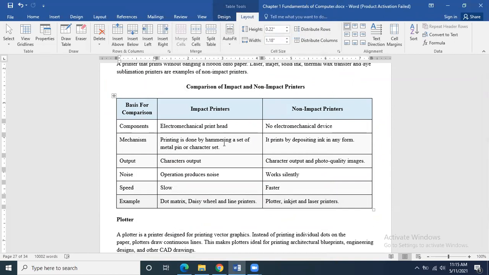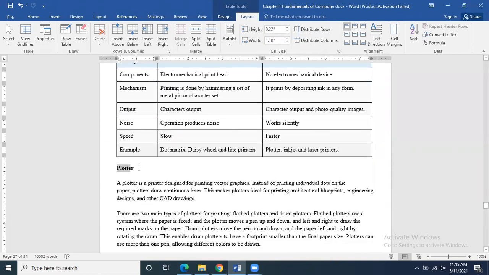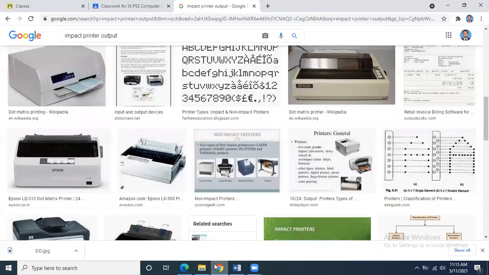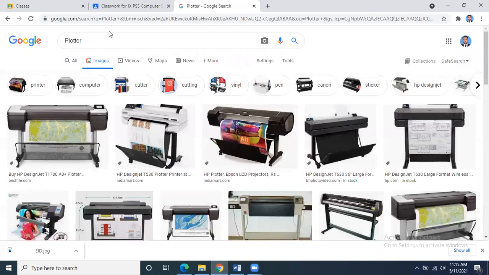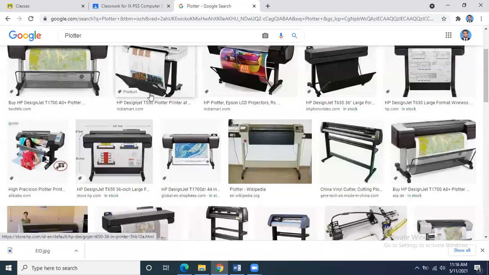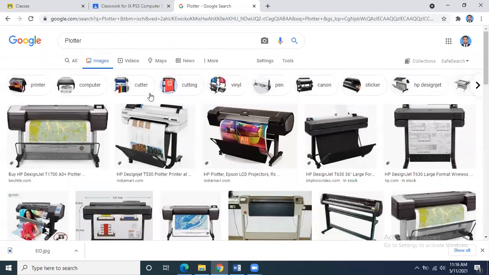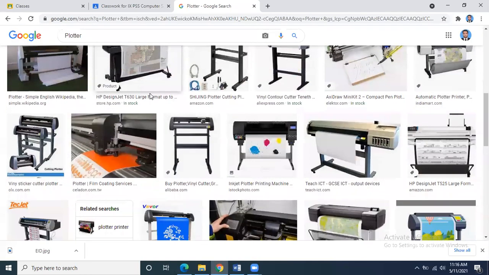Now come towards the next point, which is plotter. Plotter is also a printer, but it is not a normal printer. It is not used inside homes and small offices. It is the printer which is used for commercial purposes. It prints text or images on large sheets. Normally those sheets that you would have seen inside malls, or outside shops, the hoardings and billboards on the roadside.